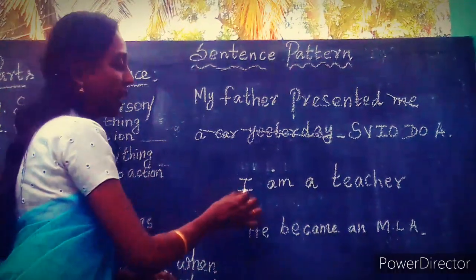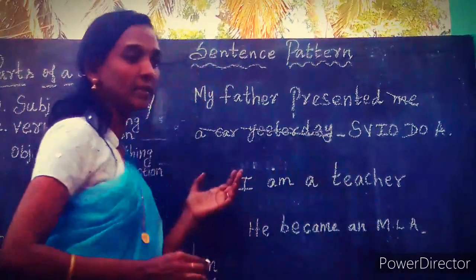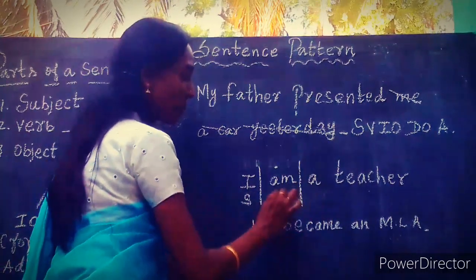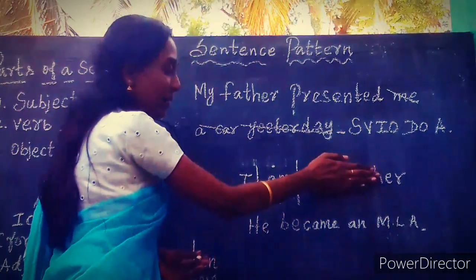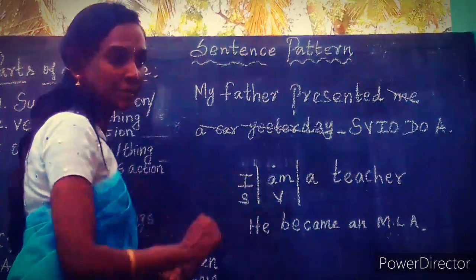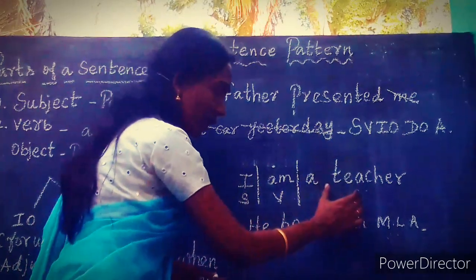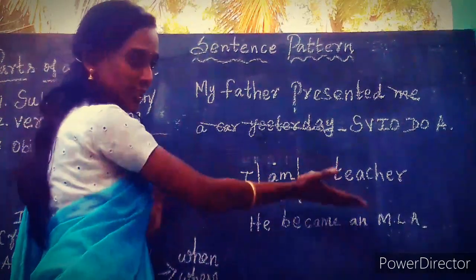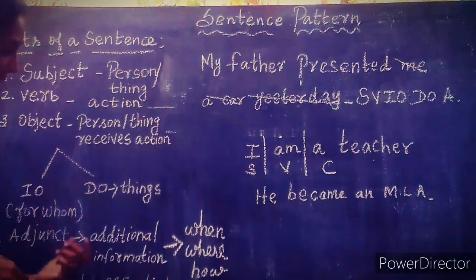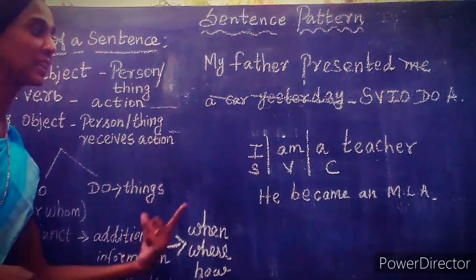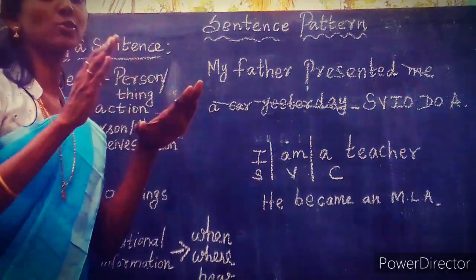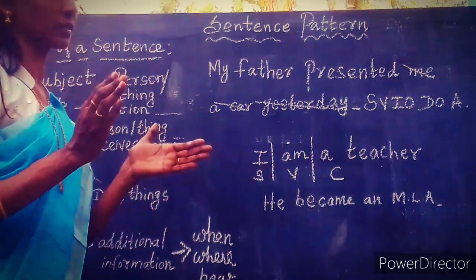Right? See. I am a teacher. Look at this. I am a teacher. I, subject, am, verb. You just hide this word, a teacher. There is no complete meaning. Only this word gives the complete meaning for this sentence. So it is called complement. That is why we are telling essential information. It gives essential information. Without complement, the sentence must not be completed. Clear?